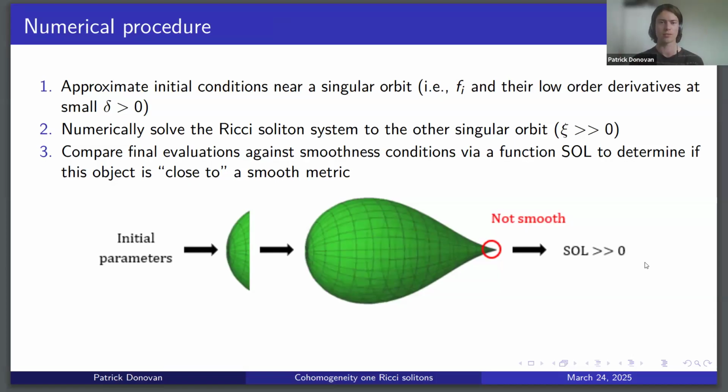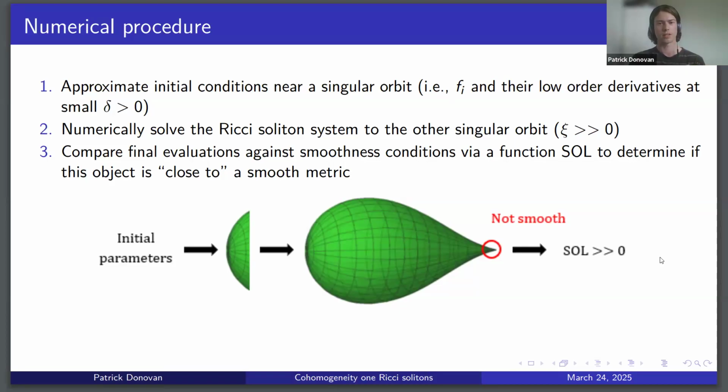I can solve that to the other singular orbit, finding where the other singular orbit is via this Cauchy function, so when that's very large. And then when that value is really large, I'm close to the other singular orbit. Now I compare to the smoothness conditions given by Verdiani and Ziller, and I say some function SOL depending on what I got from my functions near there, and I can determine if that object is close to a smooth metric. In particular, I would say this SOL function evaluated on parameters that give me a smooth metric should go to 0. So if I'm a lot bigger than 0, I'm probably not smooth.